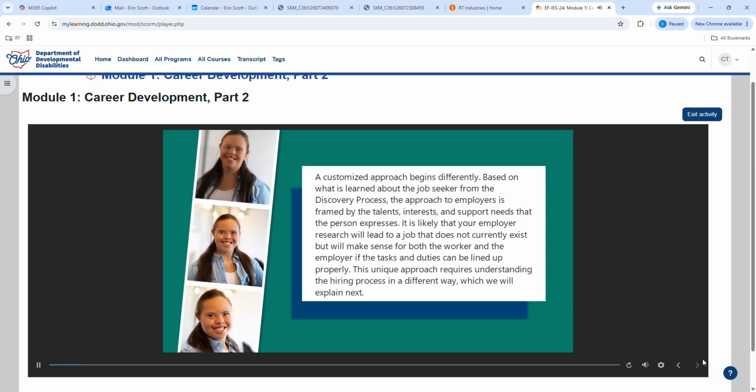A customized approach begins differently. Based on what is learned about the job seeker from the discovery process, the approach to employers is framed by the talents, interests, and support needs that the person expresses. It is likely that your employer research will lead to a job that does not currently exist, but will make sense for both the worker and the employer if the tasks and duties can be lined up properly. This unique approach requires understanding the hiring process in a different way, which we will explain next.